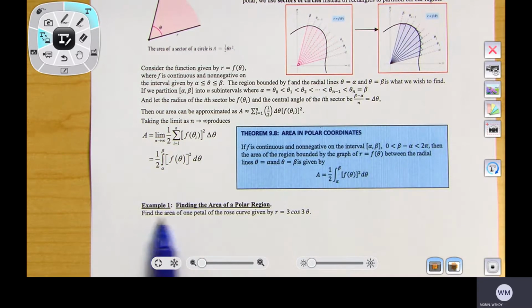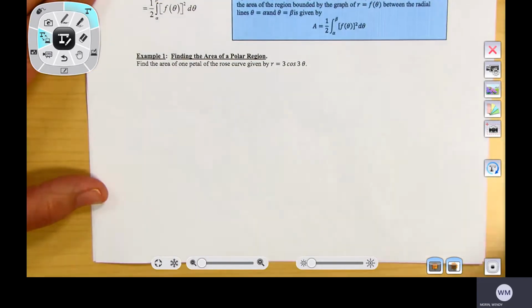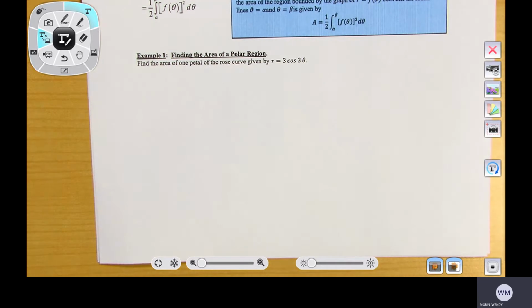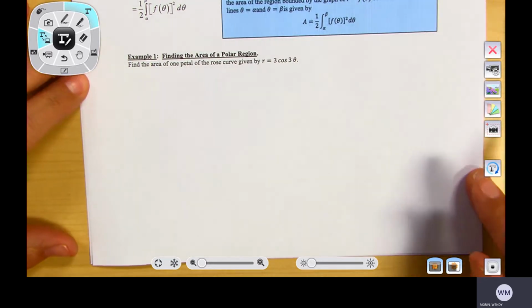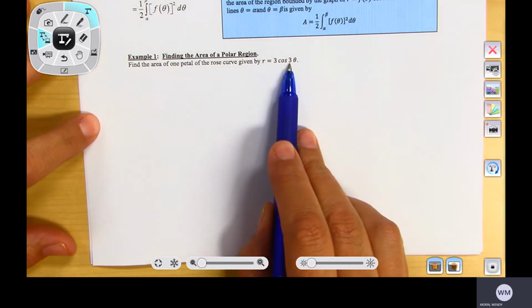But let's just take a look at the area of one petal of this rose curve. As I've told you in the past, you're not going to have to graph on the AP tests. You're not going to have to graph, but you do have to understand how the polar graphs behave. And I did put several reviews on the website for you to take a look at if you don't remember from last year. But we have a 3 here and we have a 3 here. Any ideas what those 3's represent?